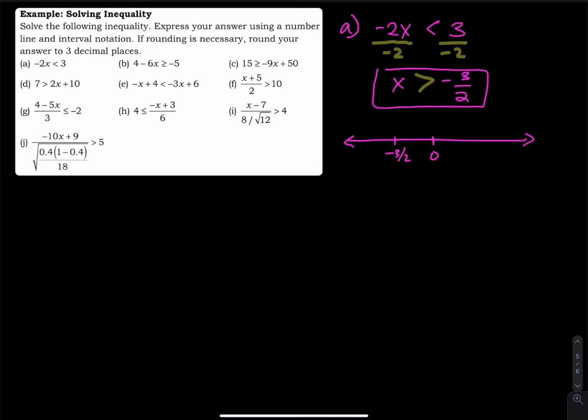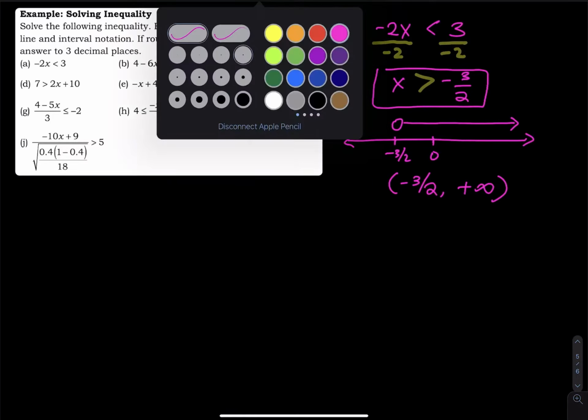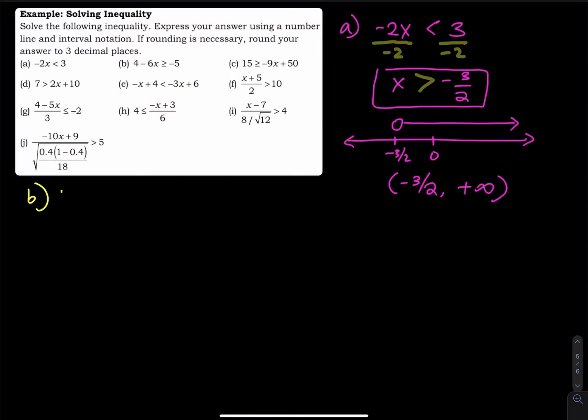Greater than is right hand side, because every number on the right hand side of this quantity is greater than negative 3 over 2. So the interval is from negative 3 over 2 to positive infinity. I use parentheses on the negative 3 halves because there is no equal, and for infinity you always use a parenthesis.